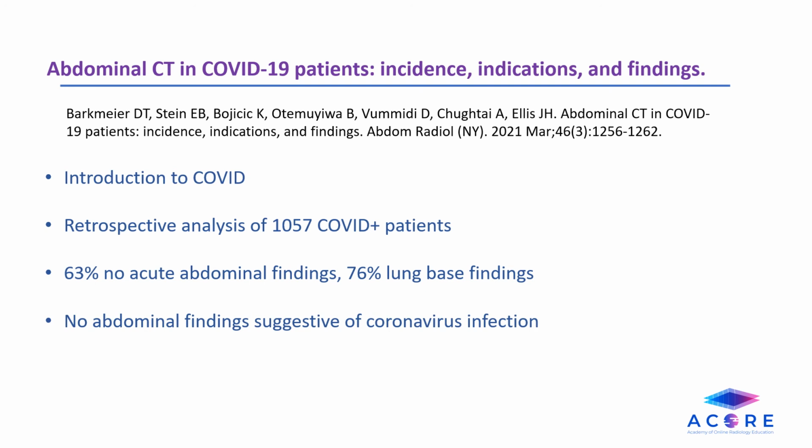The authors found 63% of these had no acute abdominal findings, but classic signs of COVID infection were seen in the lung bases of 76% of patients. In conclusion, the authors stated they could not find any one abdominal finding that should be used to suggest the possibility of COVID infection.